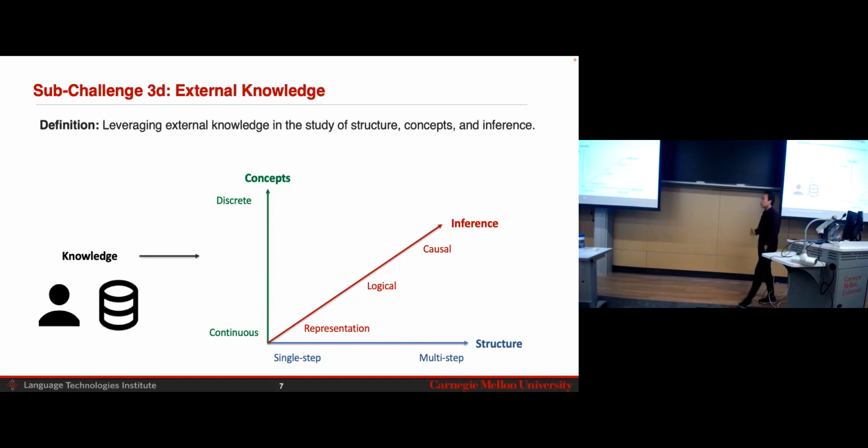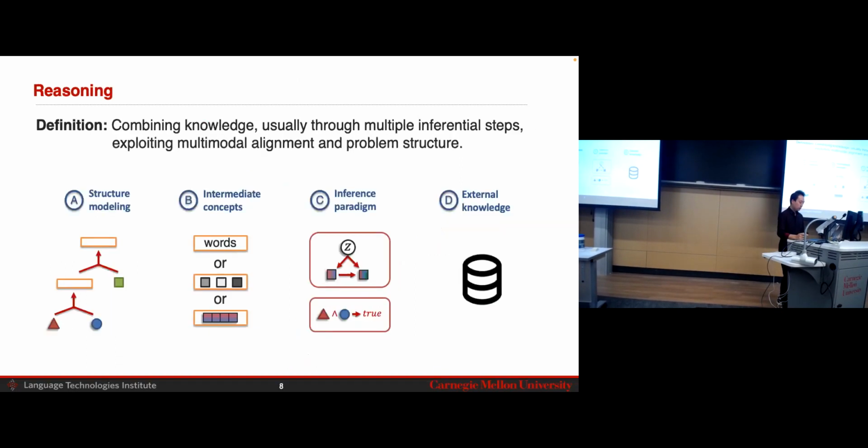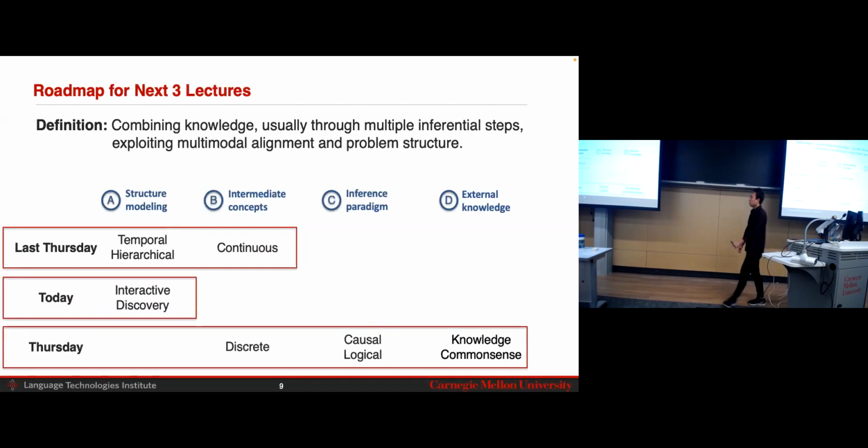And finally, all this only comes with some amount of either human knowledge or external knowledge from other data sets. So to recap, reasoning has four sub-challenges: modeling the structure, modeling intermediate concepts, looking at how we can infer increasingly abstract concepts from basic ones, and what's the right amount of external knowledge to perform reasoning. Just to recall, last Thursday we looked at temporal structure, hierarchical structure, and a simple introduction to continuous concepts. Today we're going to continue our discussion on structure through interactive structure and structure discovery. And on Thursday, we'll continue our discussion of discrete concepts, and also different ways of inference and external knowledge.